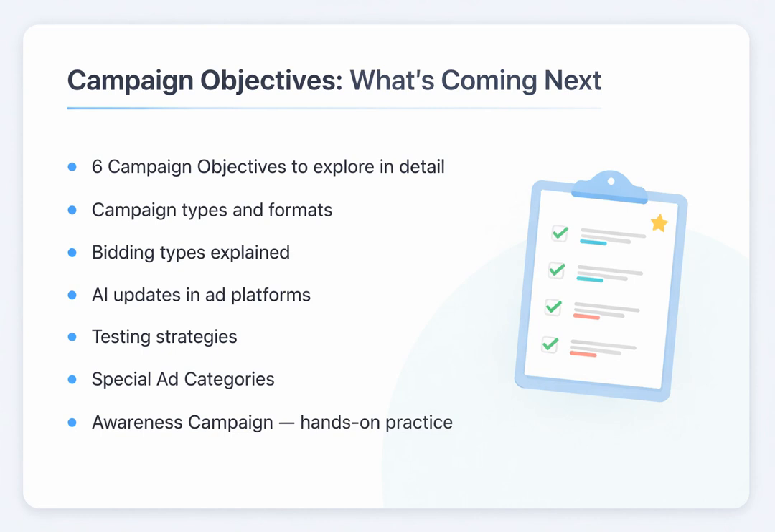In the upcoming session, students will learn what each campaign type actually means, what bidding types are, how AI updates are affecting the platform, how to run tests, and what special ad categories are all about. The goal is to understand not just what these settings are, but why you choose one over another.